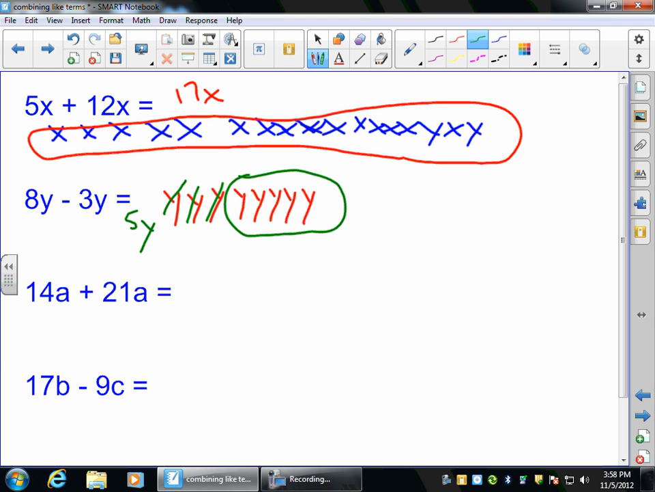So hopefully what you're realizing is all I have to do if I have 14a plus 21a, I just add the 14 and 21 together. I have 35 a's. And that's my answer. That's all I have to do. Okay? You just add or subtract the numbers in front of the variables. They do have a special name, okay? Those numbers that are in front of the variable, those are called coefficients. That's just the number in front of the variable.